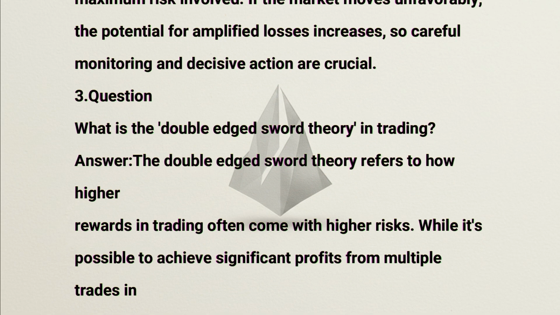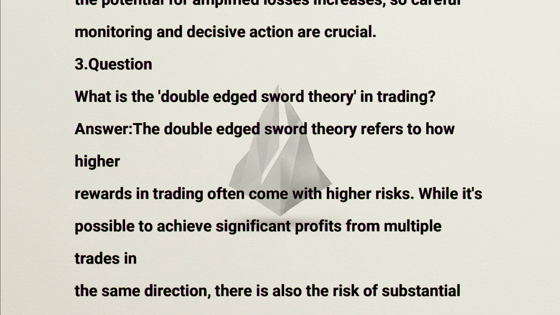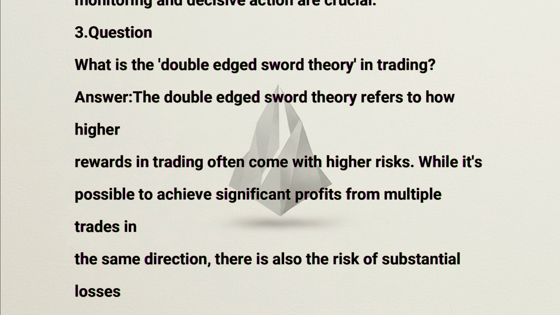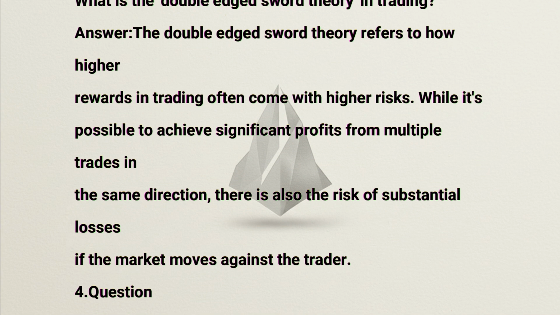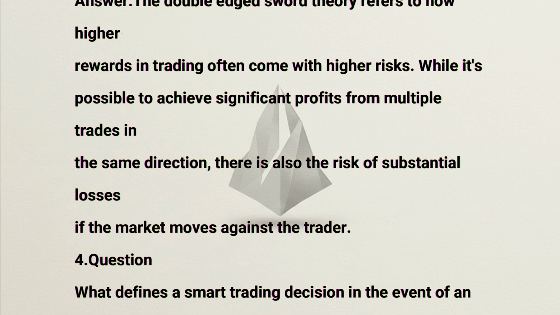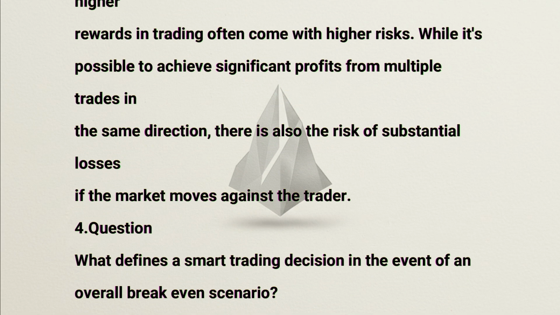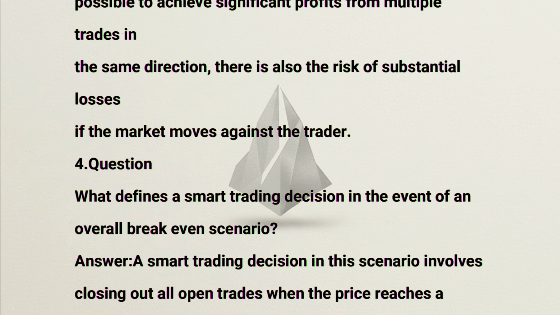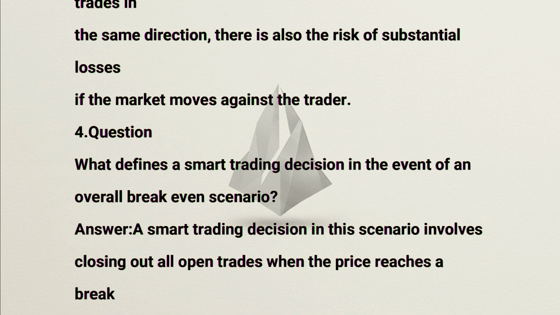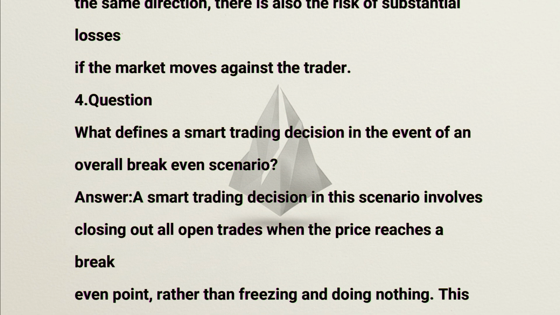3. Question: what is the double-edged sword theory in trading? Answer: the double-edged sword theory refers to how higher rewards in trading often come with higher risks. While it's possible to achieve significant profits from multiple trades in the same direction, there is also the risk of substantial losses if the market moves against the trader.